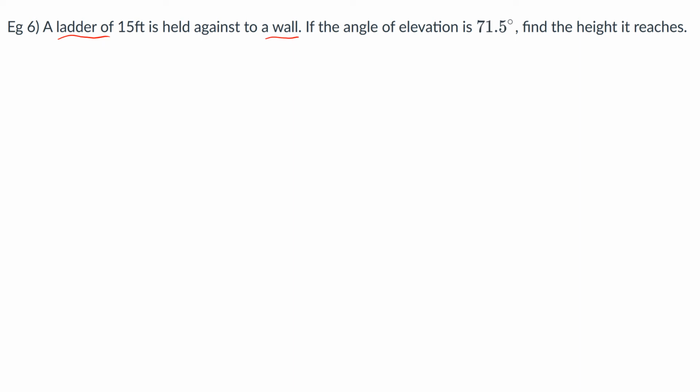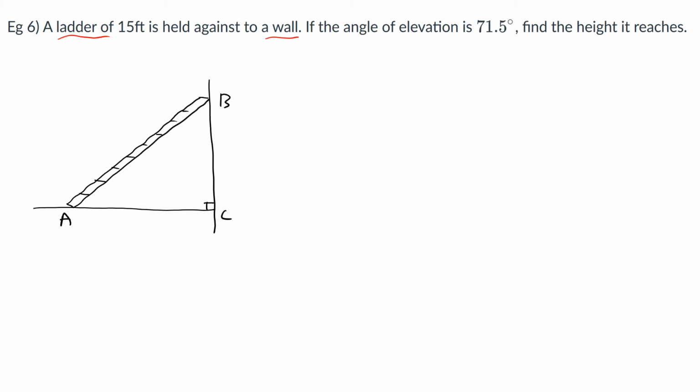So let's draw the situation. You lean the ladder against the wall, and you can see this creates a right triangle. We can call the sides A, B and C, and you can measure this angle. Let's say this angle theta is 71.5 degrees. In this case, we know one piece of information: C is 15 feet, because that's the length of the ladder. The goal is to find the height it's going to reach.